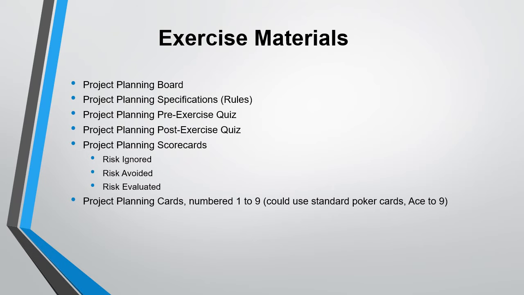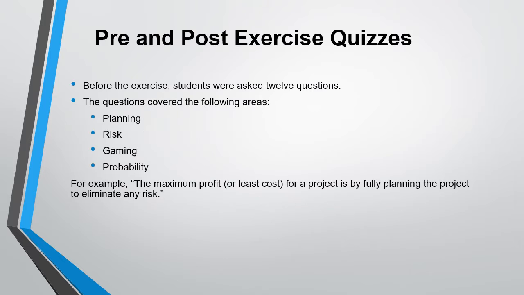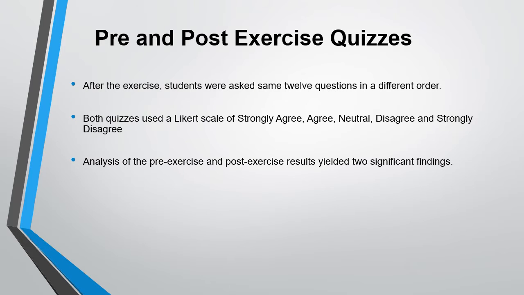These are the required materials for the exercise. Before the exercise, students were asked 12 questions. These questions covered areas in planning, risk, gaming, probability. An example: the maximum profit for a project is by fully planning the project to eliminate any risk. After the exercise, the students were asked the same 12 questions in a different order. Both quizzes used a Likert scale of strongly agree, neutral, disagree, strongly disagree. An analysis of pre-exercise and post-exercise results yielded two significant findings.